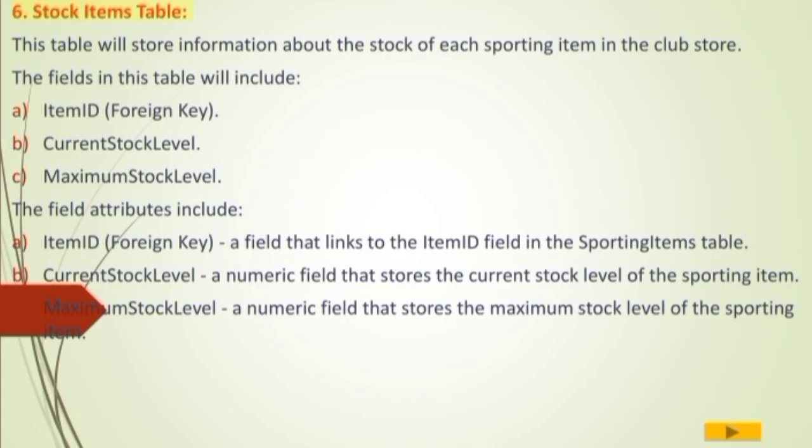6. Stock items table. This table will store information about the stock of each sporting item in the club store. The fields in this table will include A. Item ID foreign key. B. Current stock level. C. Maximum stock level. The field attributes include A. Item ID foreign key, a field that links to the item ID field in the sporting items table. B. Current stock level, a numeric field that stores the current stock level of the sporting item. C. Maximum stock level, a numeric field that stores the maximum stock level of the sporting item.